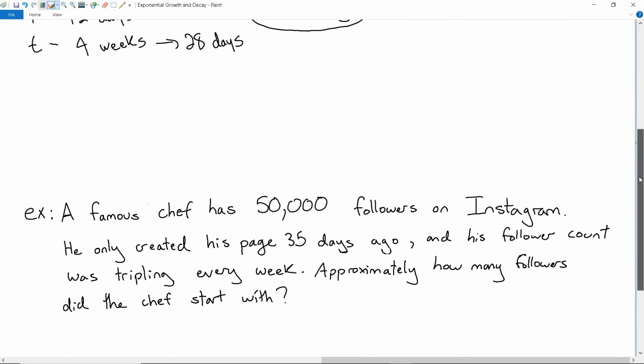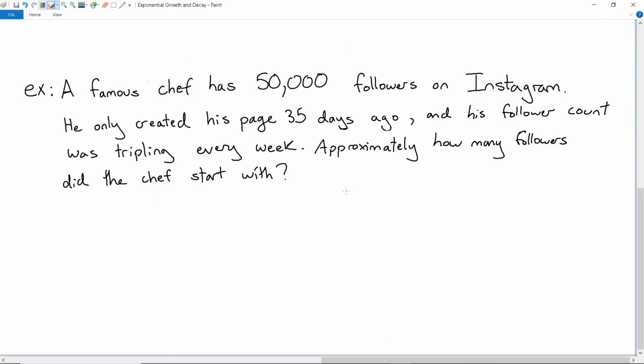Let's try one more example. A famous chef has 50,000 followers on Instagram. He only created his page 35 days ago, and his follower count was tripling every week. Approximately how many followers did the chef start with? So once again, write out our variable names and fill in all the info we have.